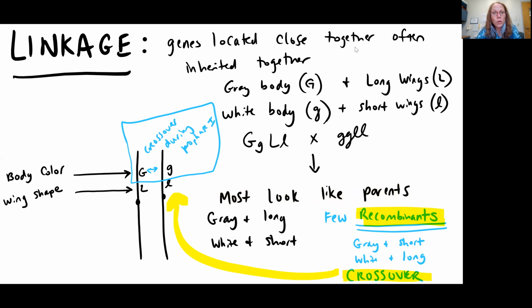You can see a few recombinations showing up in your offspring, so they're not every single one going to be gray and long or white and short. You'll get a small percentage that are gray and short and white and long. This recombination is due to crossing over, which we talked about during meiosis. Remember, it happens during prophase 1, where pieces of non-sister chromatids of a homologous pair can swap pieces of chromosomes. So if you're not remembering that, go back real quick and take a look at the video on crossover.